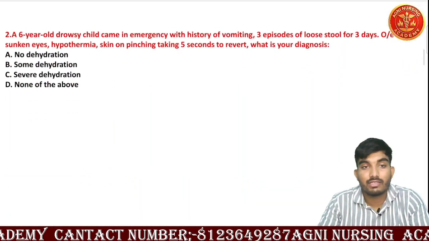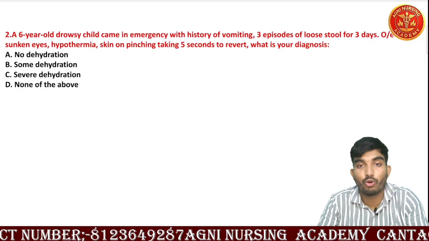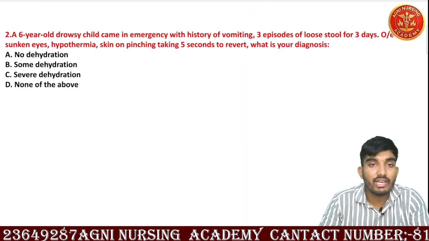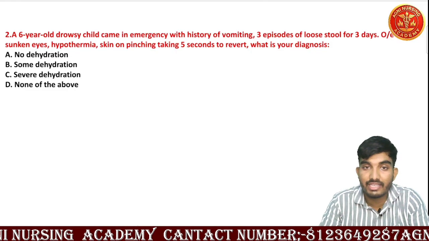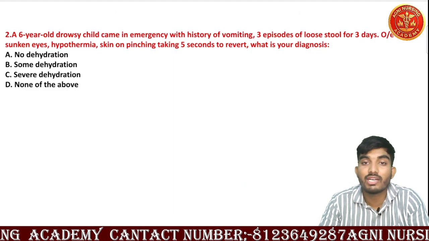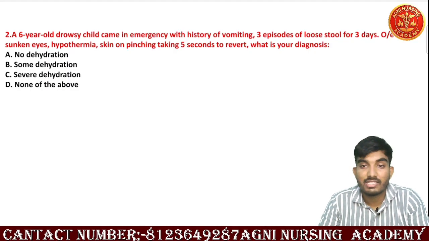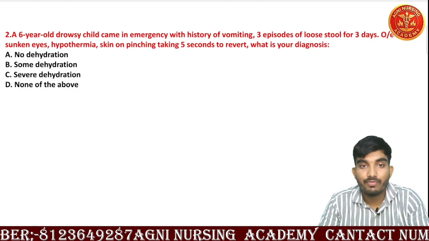A 6-year-old drowsy child came to the emergency with a history of vomiting and 3 episodes of loose stool for 3 days. On examination, sunken eyes, hypothermia, skin on pinching taking 5 seconds to revert. And what is your diagnosis? Option A is no dehydration. Option B, some dehydration. Option C, severe dehydration. Option D, none of the above.